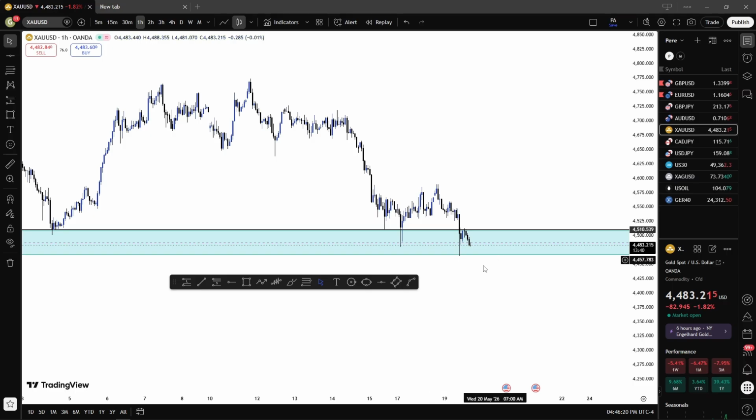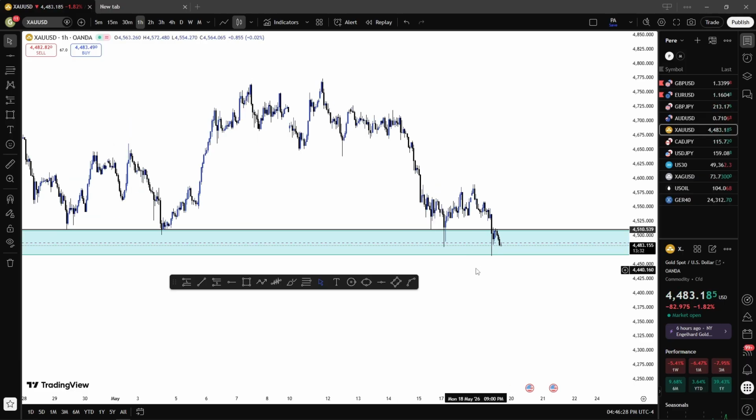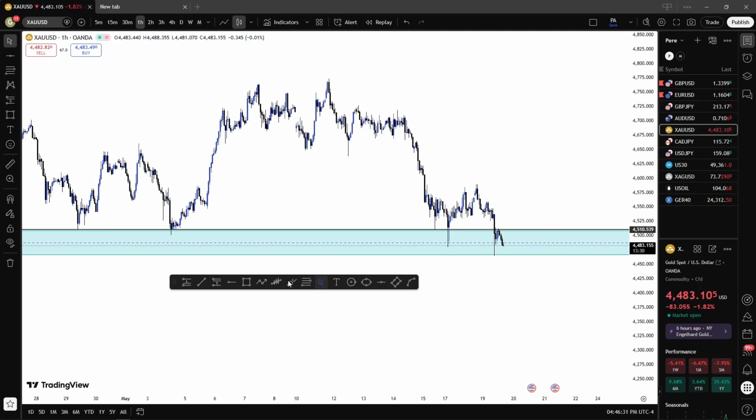If it breaks below here in the early hours of Wednesday, then you can look for a sell setup. But if it doesn't break below here, then you need to just look out for a buy setup. So basically, early hours on Wednesday, what you want to see from gold is simply a break from here and then a retest. Then you can start looking for a sell opportunity.